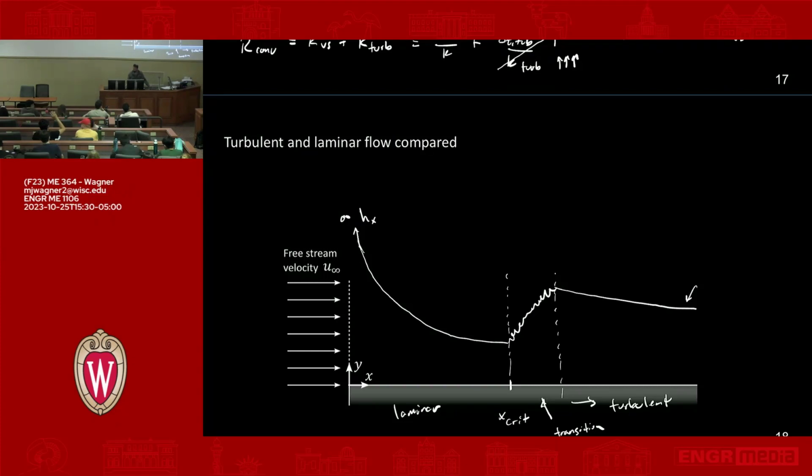The worst possible place for heat transfer is right here, right before you transition to turbulence. That is the worst possible place for heat transfer. What's the best possible place? Well, there's kind of two. One is at the leading edge in the laminar region, and the other is immediately after transition to turbulence.